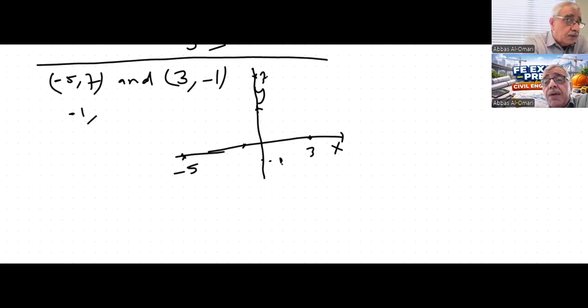So from the 7, we go down 4, and then we will reach 3. Or from the -1, we go up by 4, and we will reach 3. So the coordinates of the midpoint are -1 and 3. So this is the solution. Now the next question.